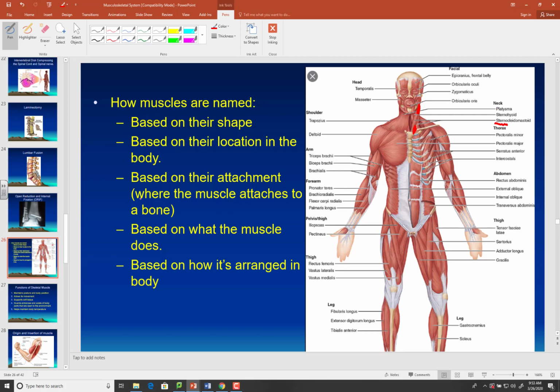It's also based on the location in the body. So watch. This area of the body is the femur. So this is the rectus femoris. Now, rectus means straight up and down, right? Rectus abdominis, straight up and down. Rectus femoris, straight up and down.